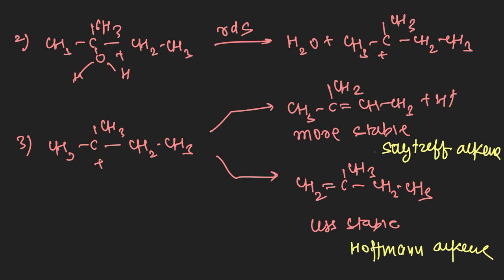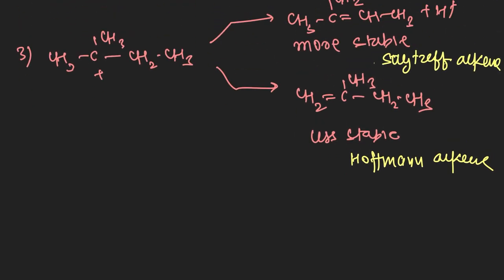Now what is the characteristic of this reaction? Saytzeff alkene means a more substituted alkene, and Hofmann alkene is less substituted. Substituted here means by the number of alpha hydrogens. In the more stable alkene we have 1, 2, 3, 4, 5, 6, 7, 8, 9 alpha hydrogens, and in the less stable we have 5 alpha hydrogens. So what are the characteristics of the reaction?